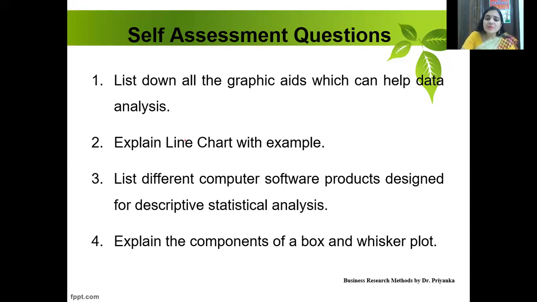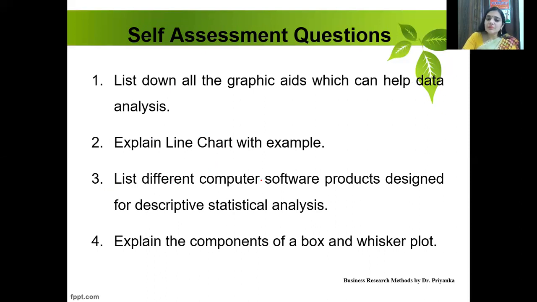Then second is explain line chart with example. You'll explain what a line chart is, and you can take one example. Like we discussed an example of Apple and Dell, about their revenues, right? So you can discuss one example with a line chart.